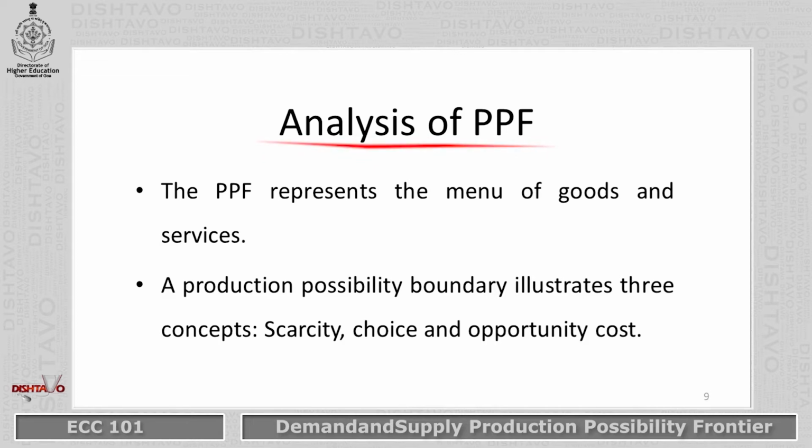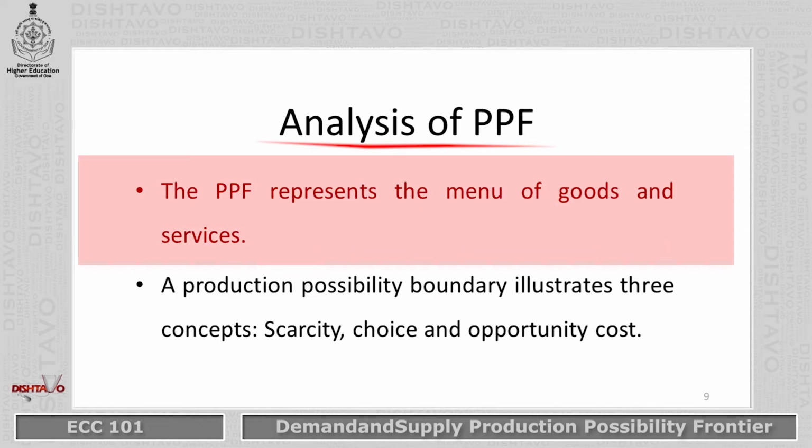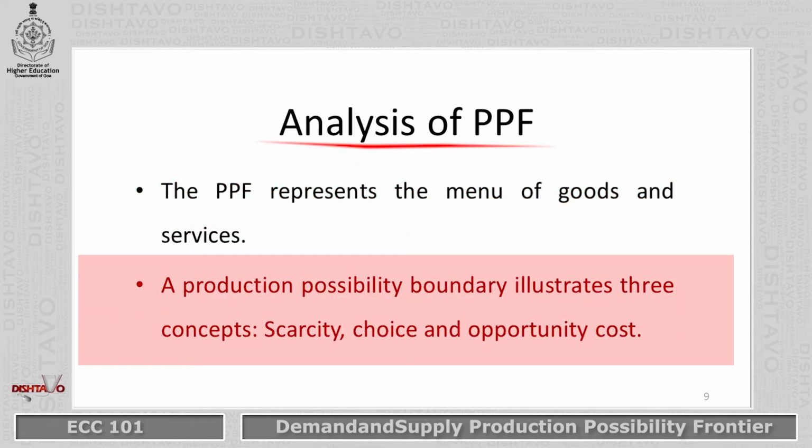Now, to analyze the production possibility curve, or production possibility frontier, also called the transformation curve. That curve tells you the menu of goods and services which we are going to produce. In my example, I said food and clothing. A production possibility boundary illustrates three things: scarcity, choice and opportunity cost. Scarcity is shown by that particular curve.